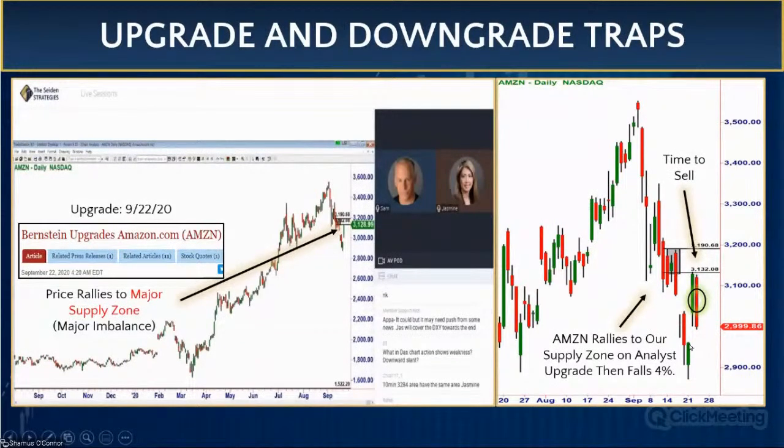This is what we call a novice gap, because the novices run and chase news. So when they're running to buy, as long as it meets our criteria, we're looking to sell, and we take advantage of the drop away like that.